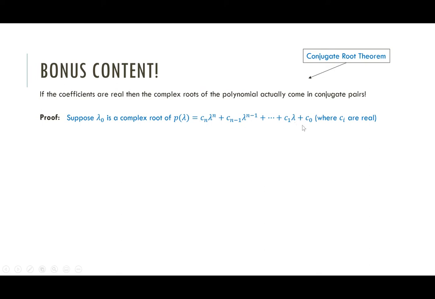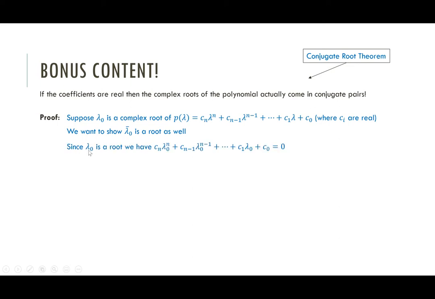But the coefficients here are real. So, okay, we've got a complex root of this polynomial with real coefficients. And now our goal is to show that the complex conjugate is also a root. That's what I mean when I say the complex roots come in conjugate pairs: if you have one complex root, its conjugate is also a root. So, okay, let's prove it.